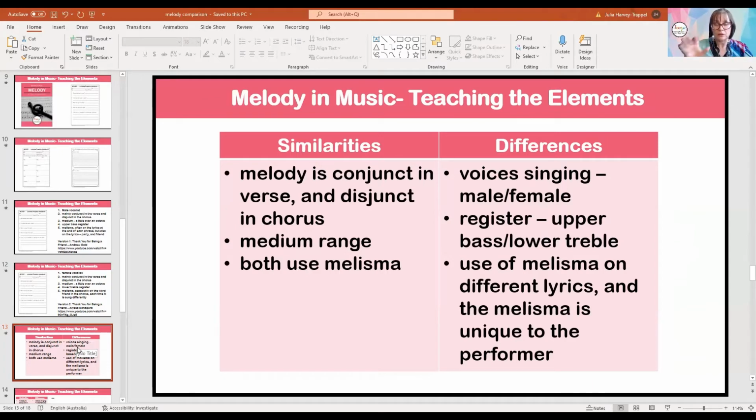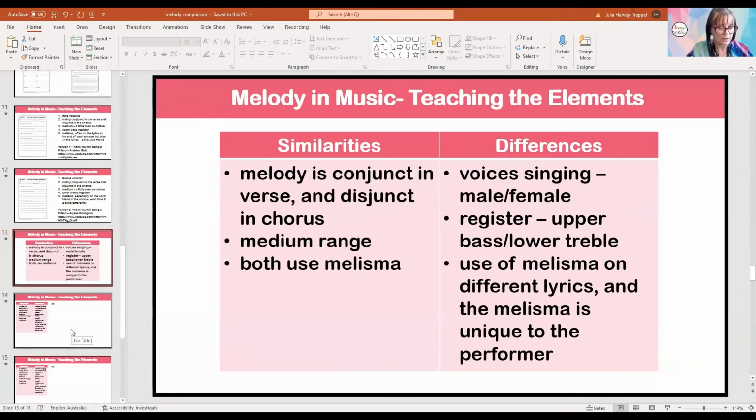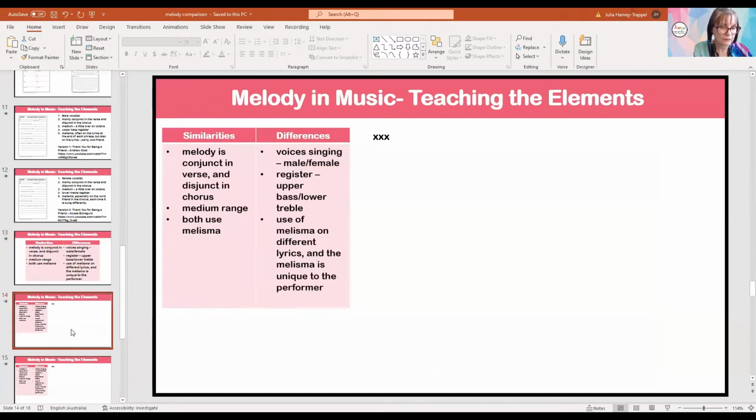So a good lead into that conversation before a performance is to go, okay, we're going to listen to 2 songs. You've got to think about this for your upcoming performance. What are the similarities? What are the differences? How could you do it differently? What could you do to make this different? What could you do to make it your own? Okay, which is a really good quality for a musician to have, to be able to make things their own.